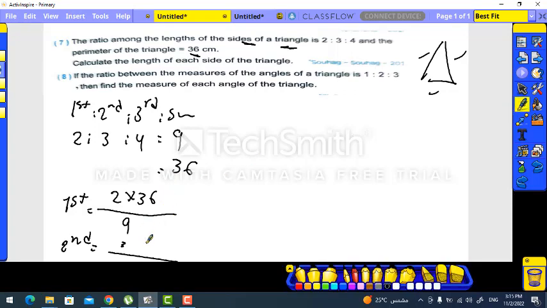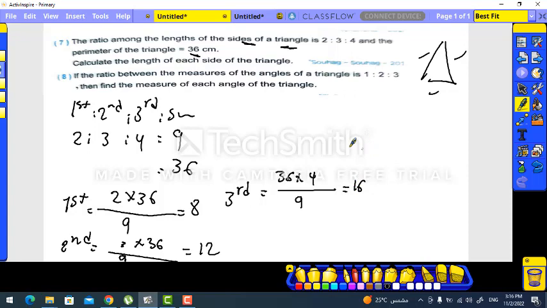The second one, 3 times 36 over 9, and the third is 36 times 4 over 9. So the first will be 8, the second will be 12, and the third will be 16. Let's move to the last one.